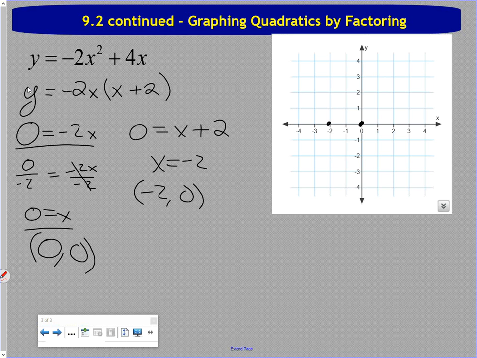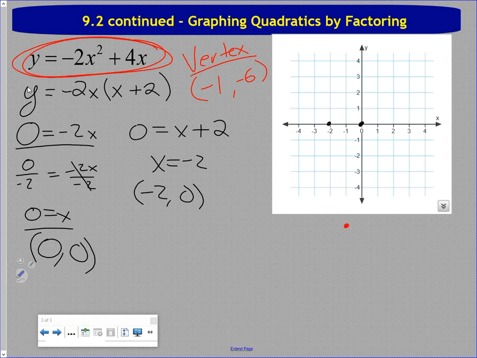The vertex, again, is halfway between those two. It's a little bit easier when one of them is 0, because obviously halfway between is -1. Plug -1 back into the original function. So -1 squared is 1 times -2 gives you a -2 minus 4. It drops it down to -6. Double check I did that right. 1 times -2 minus 4, -6. Yeah. So it's going to be all the way down here, a little bit off the graph. I didn't make it big enough.